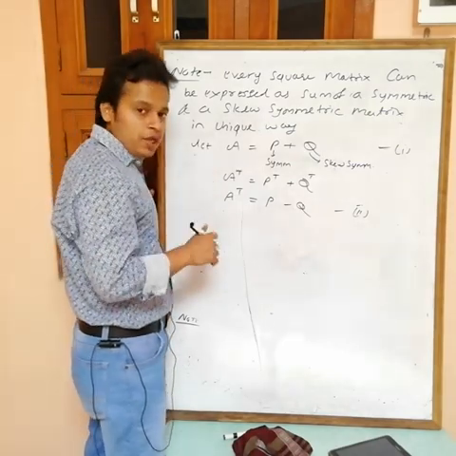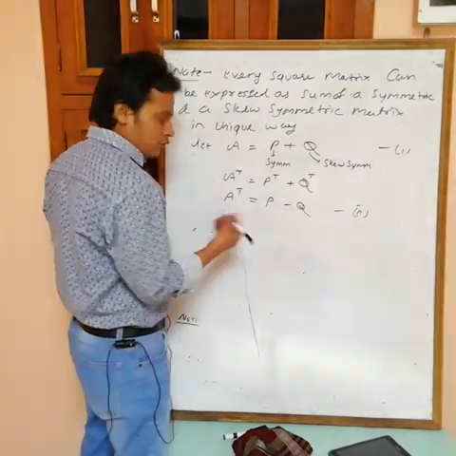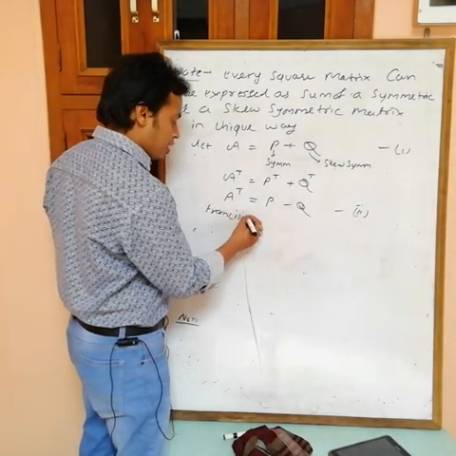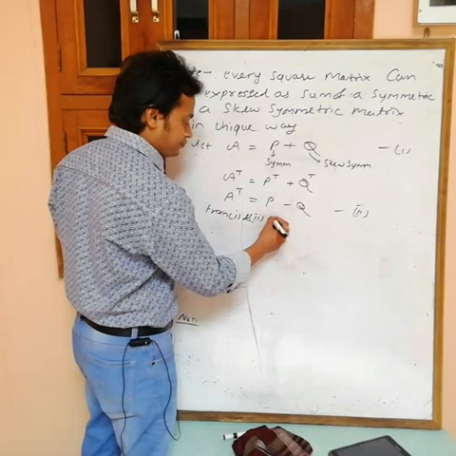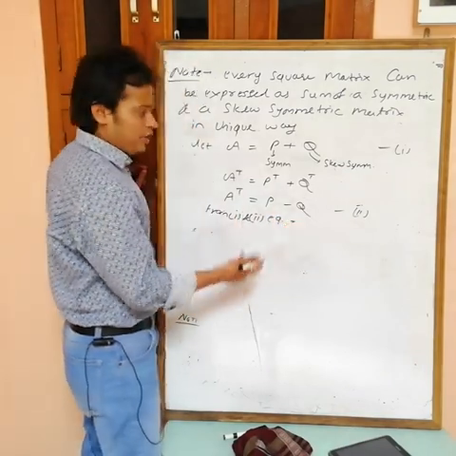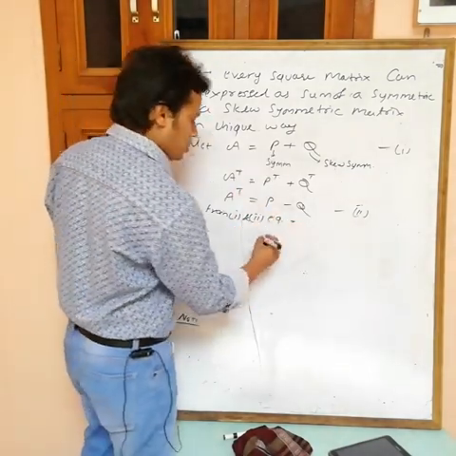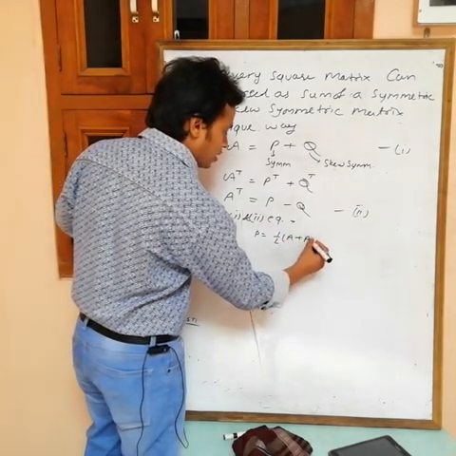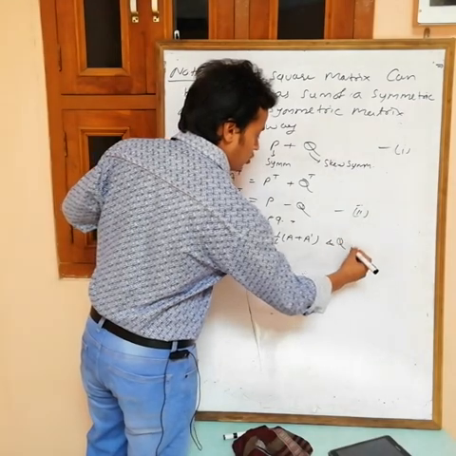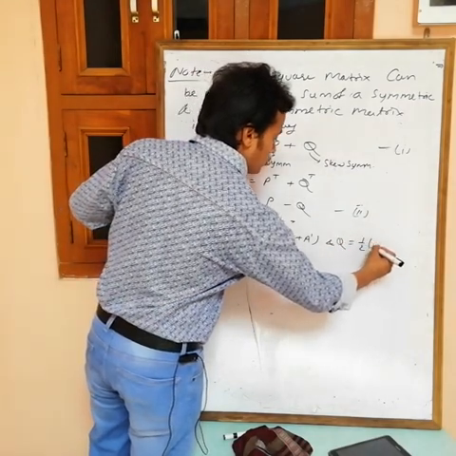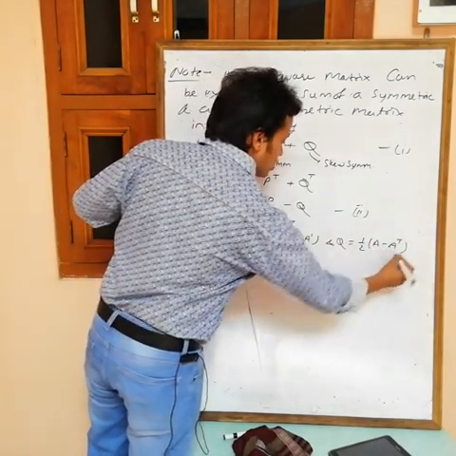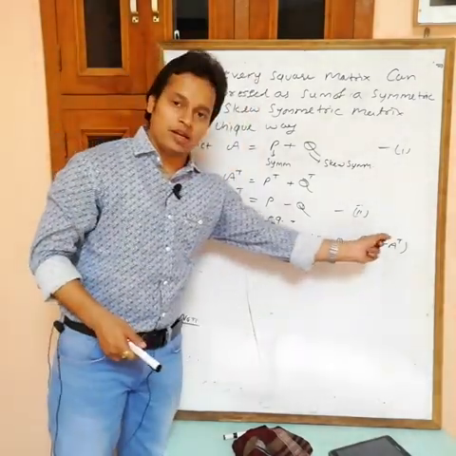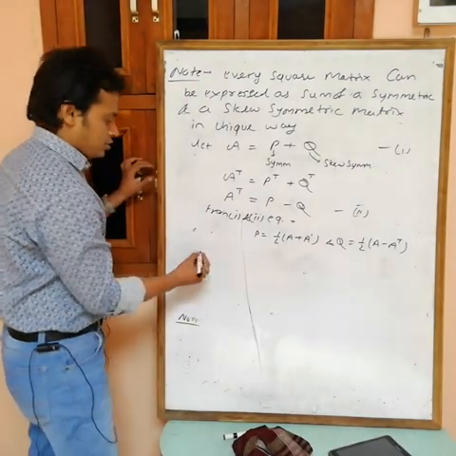Then P equals A plus A transpose by 2. So we can now find the values of P and Q from the first and second equations, because we have two equations in terms of P and Q. You will get P equals 1 by 2 (A plus A transpose) and Q equals 1 by 2 (A minus A transpose). It means P is the symmetric matrix and Q is the skew symmetric matrix.